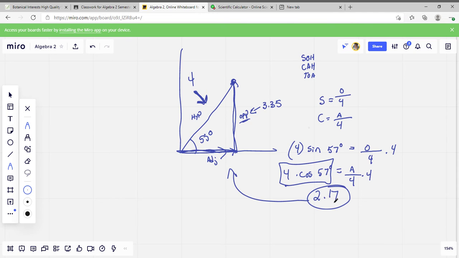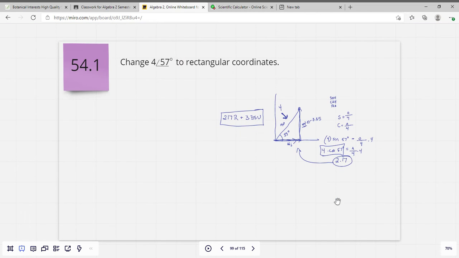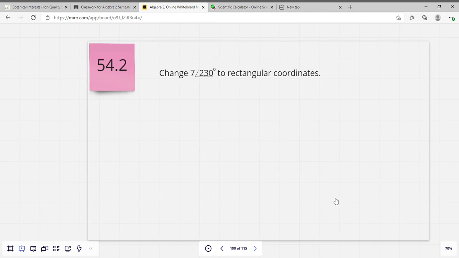Alright, so we went 2.17 R, and positive 3.35 up. And in the book it says 2.16 and 3.36, so if you're off just a tiny bit, that just depends on whether you estimate before you multiply. So I'll count it right if it's close. Alright, so that's how you use trig functions to change a polar coordinate into a rectangular coordinate.